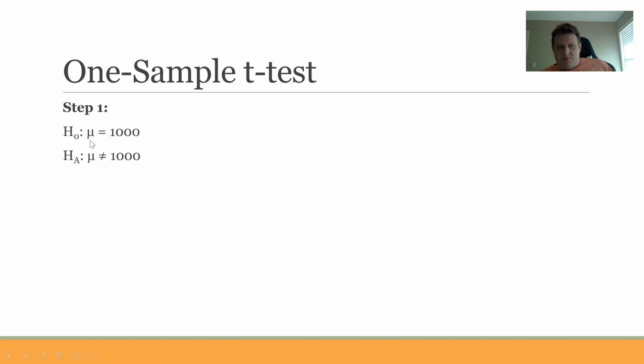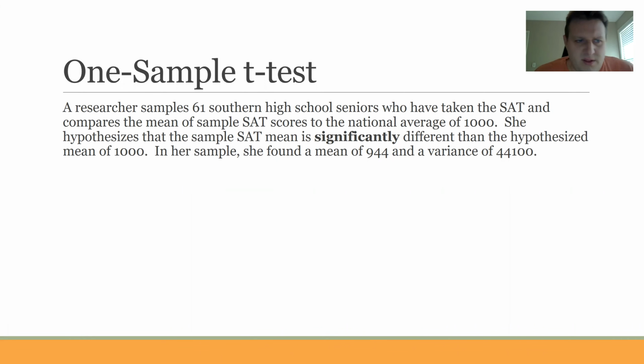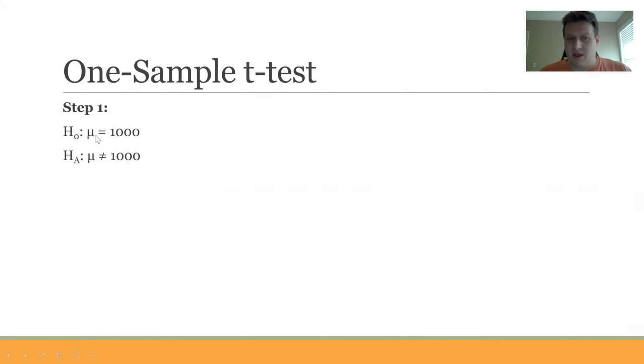So step 1, our population mean. Let me see, I forgot to look at the problem. Southern high school students. So I could do population mean with a subscript like SS for Southern students, or South, something along those lines, is equal to the national population mean, or I could just put the number, which is 1,000 in this case. The equal sign is always in the null hypothesis. The alternative always has the not equals or less than or greater than. So this is good for step 1.